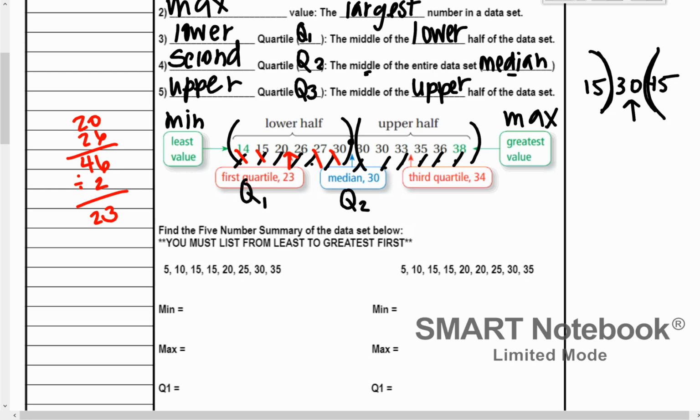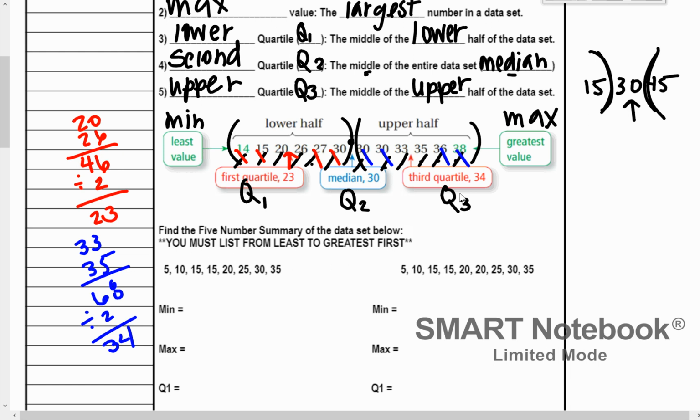All right, and then we do the same thing on the upper half. Cross off 1, 1, 2, 2. We're left with two numbers in the middle. We'd add 33 plus 35 to get 68. We'd divide that by 2 to get 34. So our Q3 would be 34.